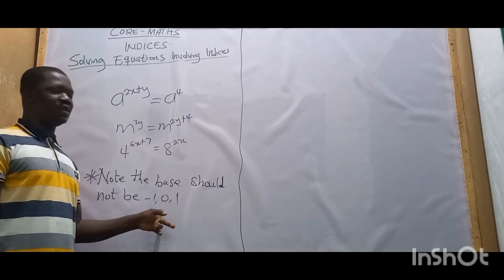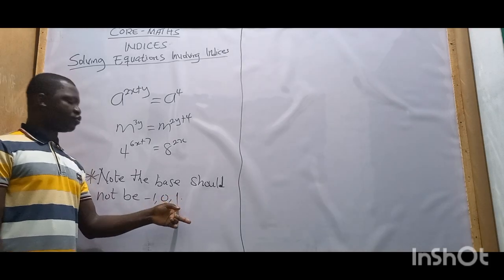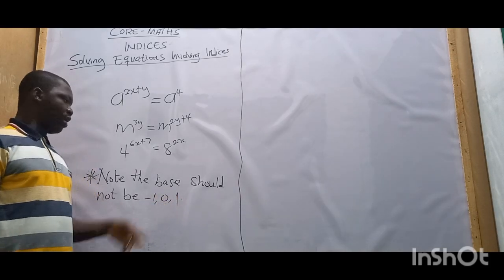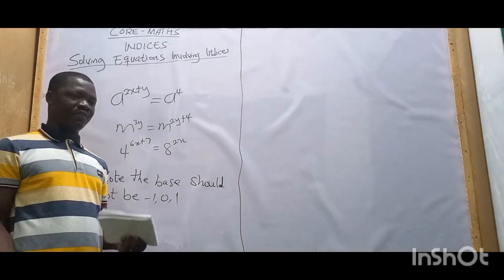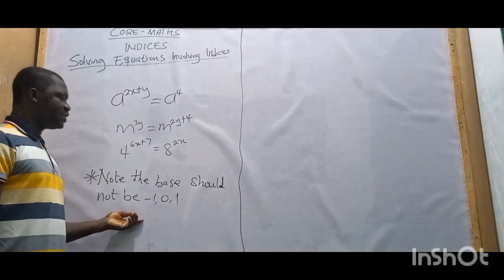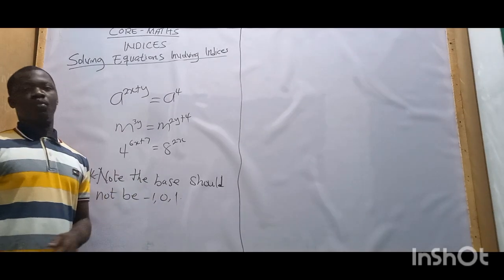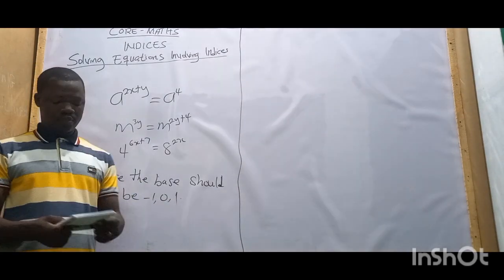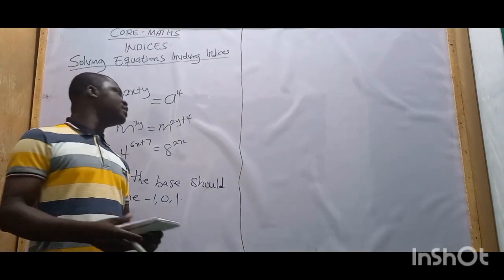0 raised to the power anything will be undefined. And 1 raised to the power anything also gives you what? 1. 1 raised to the power 1000 is 1. 1 raised to the power whatever is 1. So the base will not be -1, 0, or what? 1. So take note.